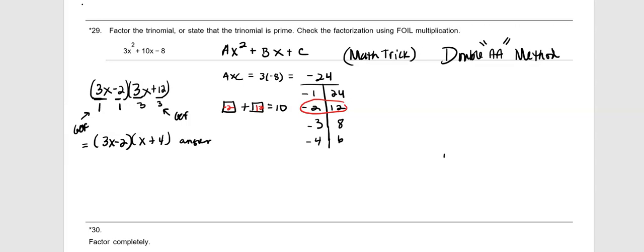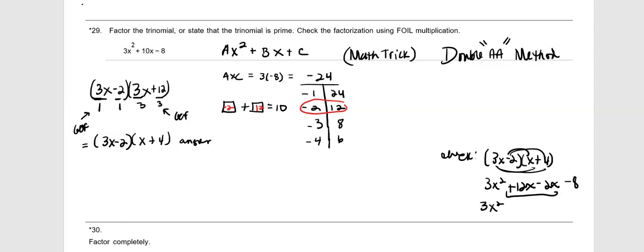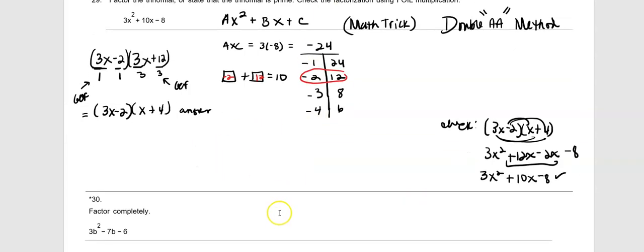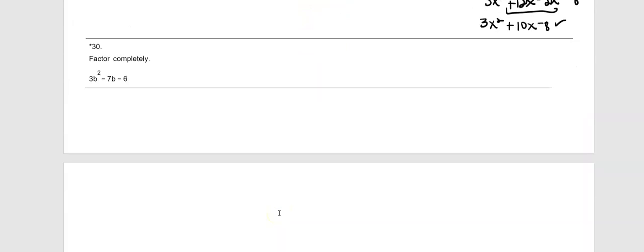But before we move on, we must always take our answer when we're factoring and multiply to check it out to see if it gives us that original trinomial. So we have 3x times x is 3x squared. 3x times 4 is 12x. Negative 2 times x is a negative 2x, and negative 2 times 4 is a negative 8. That gives 3x squared plus 10x minus 8, and that checks out with the original trinomial. So let's do another one using that double A math trick.